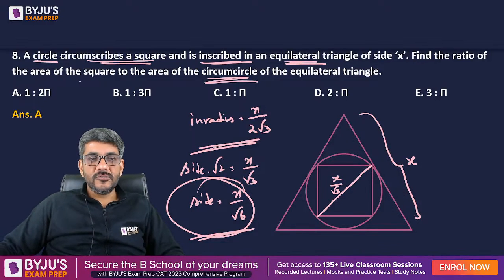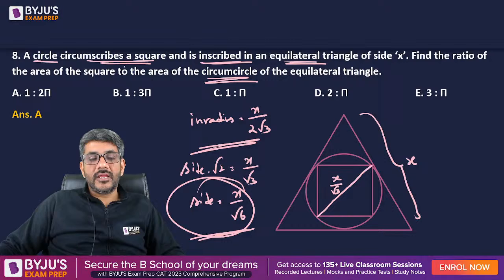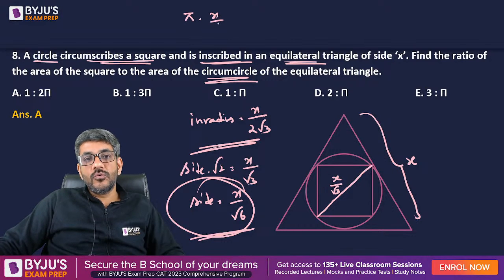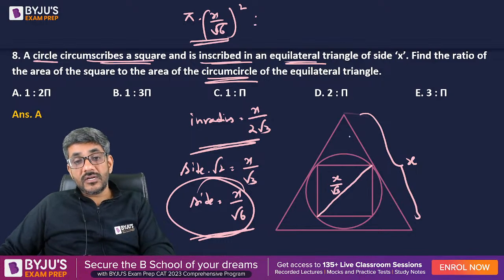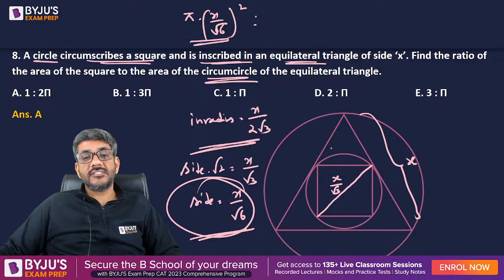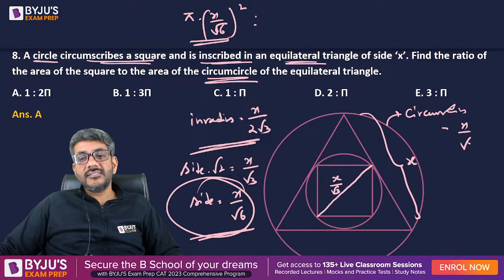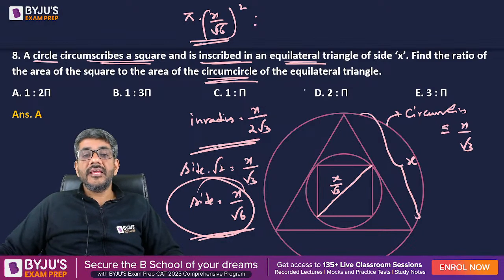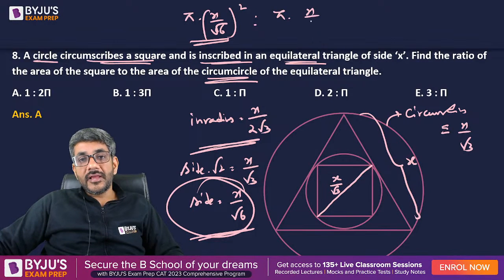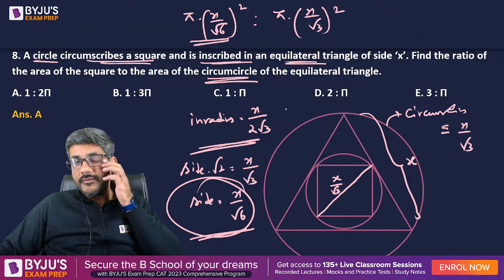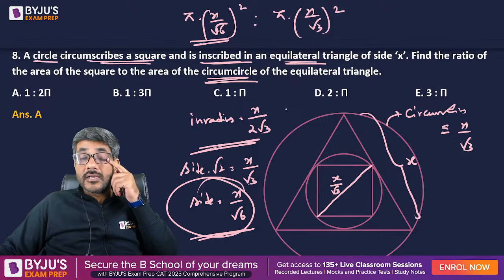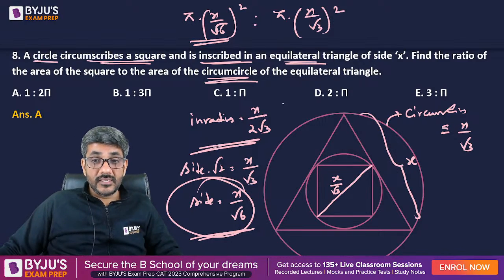What is the question asking you? Ratio of the area of the square to the circumcircle of the triangle. Now what is the circumcircle of the triangle? This circle which is outside the triangle. Its radius is called the circumradius, and the circumradius is side by √3. So its area will be pi into (x by √3) whole square.